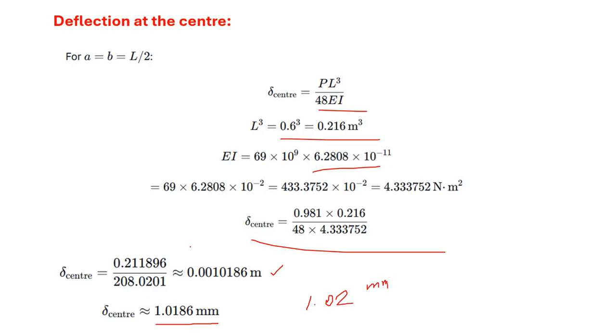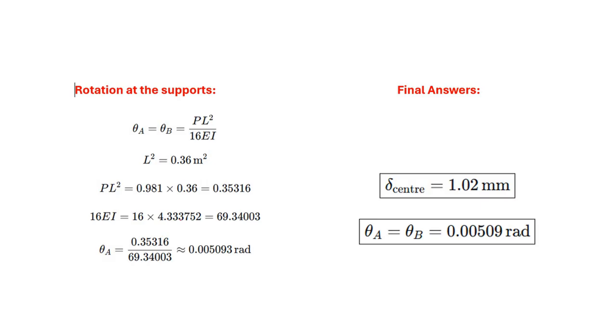millimeters. Okay. Now you want to find out the rotation at the supports. Theta A and theta B equal to PL square by 16 EI. Substitute EI, substitute L, substitute P. So you get a value of theta A equal to theta B equal to 0.00509 radians. So this is how we calculate the theta values and also the deflection.